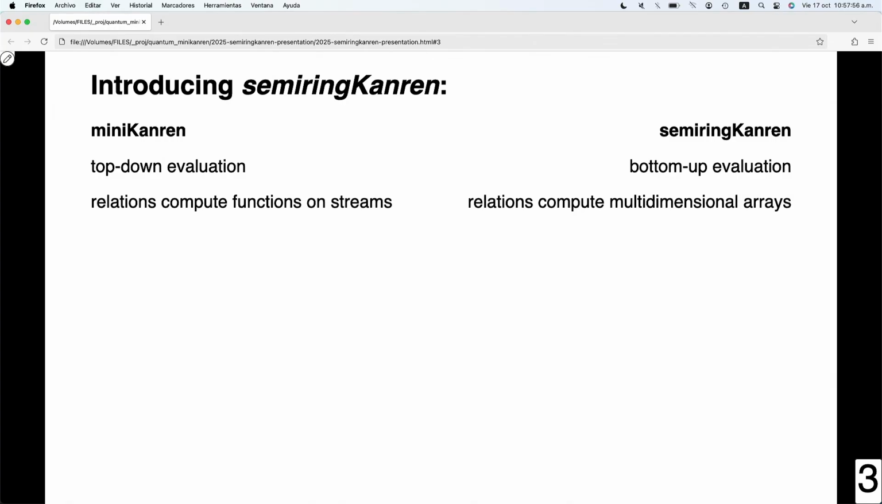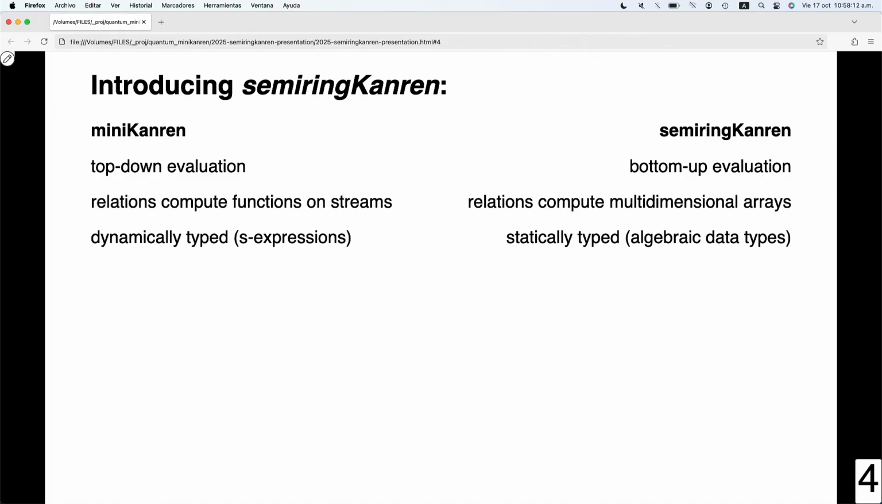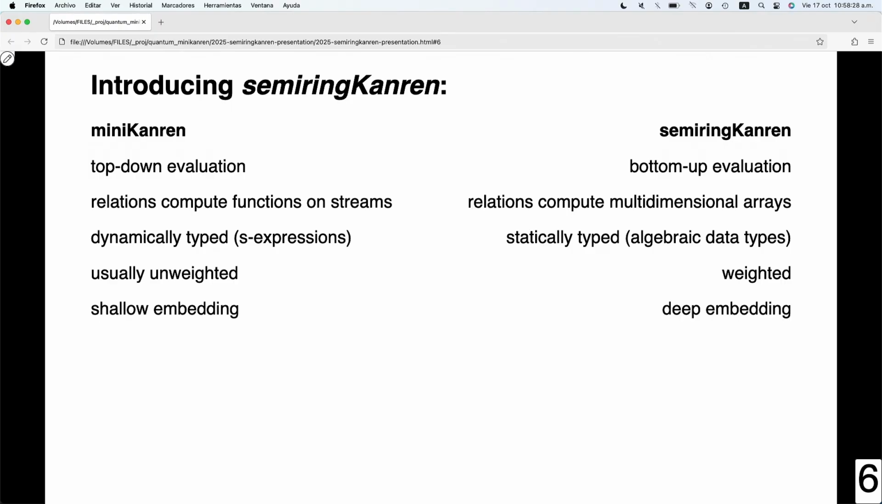Similarly, miniKanren computes relations as functions on streams, essentially. SemiringKanren computes multidimensional arrays as relations. miniKanren is usually dynamically typed with S-expressions, but semiringKanren is statically typed using algebraic data types. miniKanren is usually unweighted, but semiringKanren is weighted, and we'll talk more about what this means. And where miniKanren is often a shallow embedding within Scheme, for now semiringKanren is a deeper embedding.